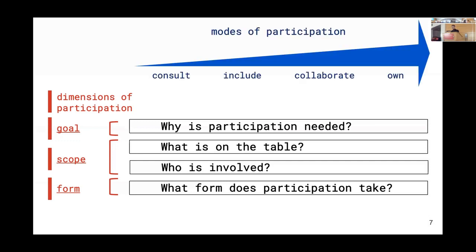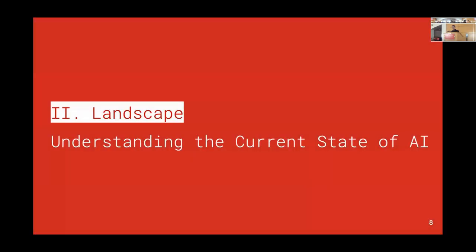Then, in addition to the dimensions of participation, we identify 4 modes of participation that form the spectrum, from consult, include, collaborate, to own. We combine these 4 modes of participation with the 4 dimensions to develop our conceptual framework. Then, in order to understand how participatory AI is put into practice, we applied our framework to analyze the current landscape.